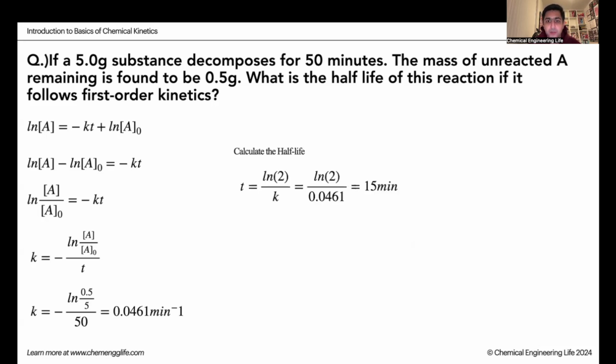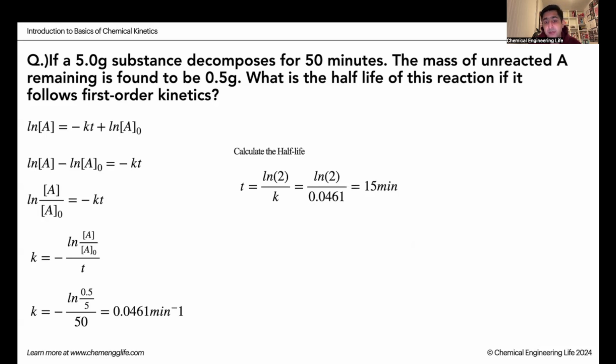And then by using the half-life formula, which we also derived earlier, t is equal to ln2 divided by k. And then we know that it was 15 minutes. So it will take 15 minutes for the substance to reach its half-life.